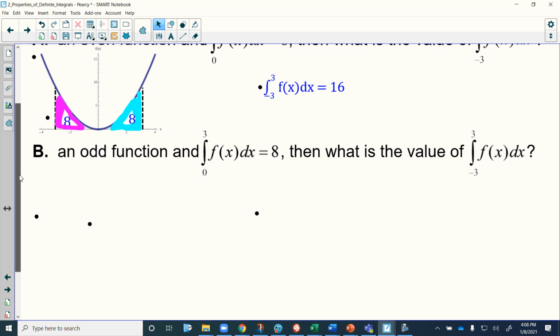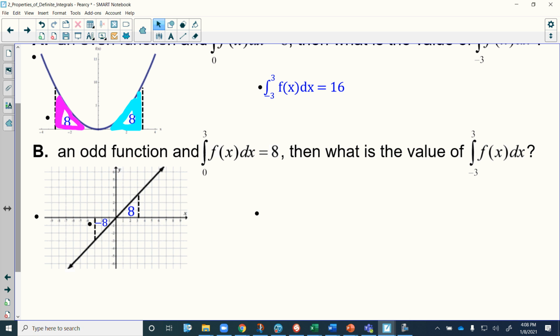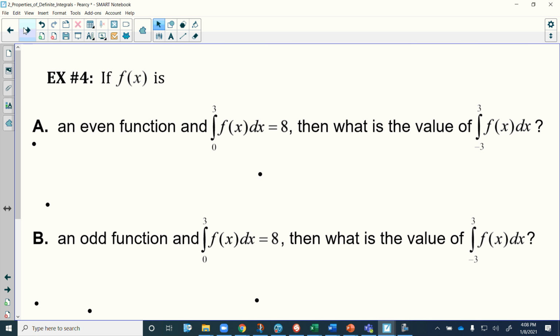Now here, for an odd function, okay, oh, hit the wrong button first. Let's go back. Pretend you didn't see that.